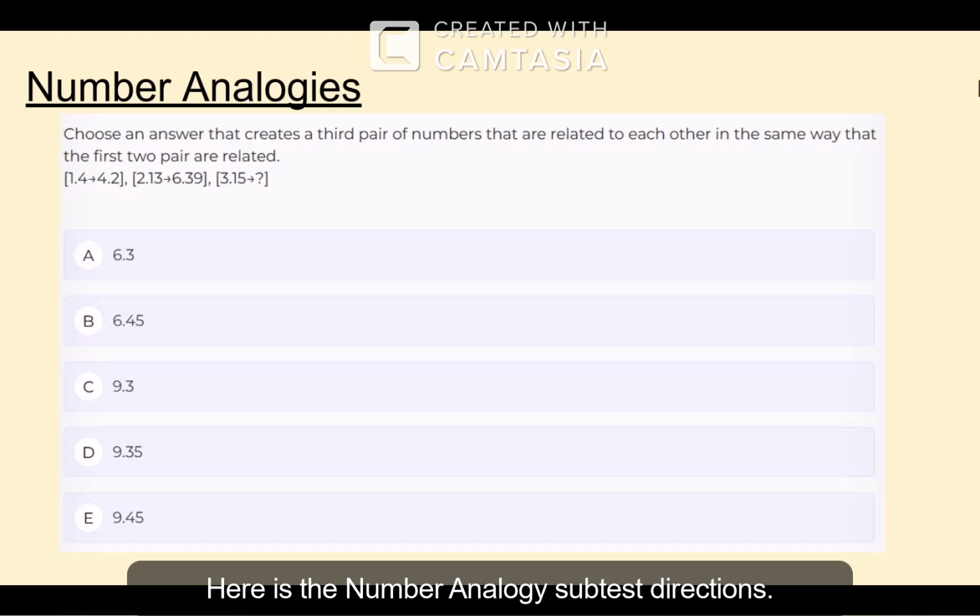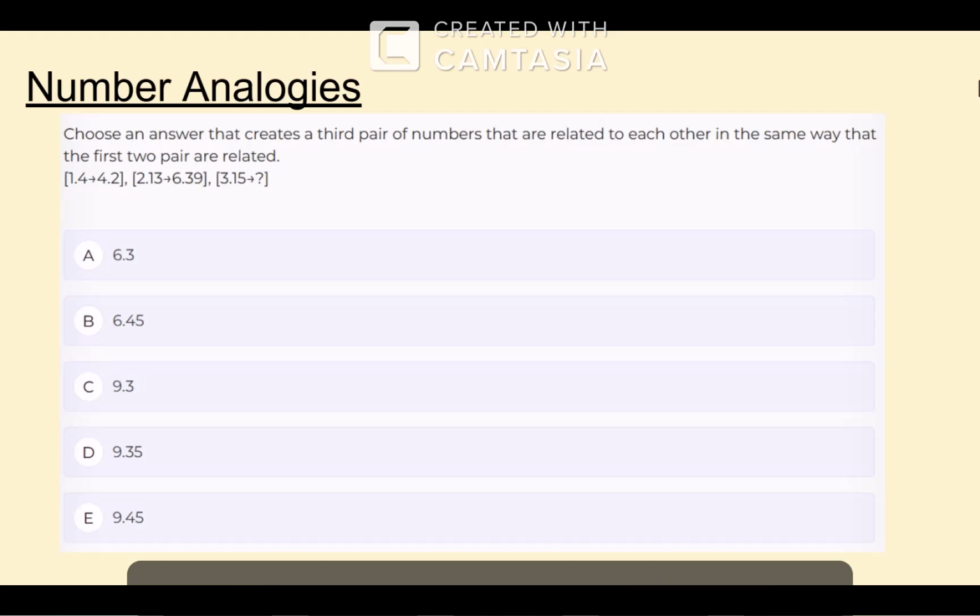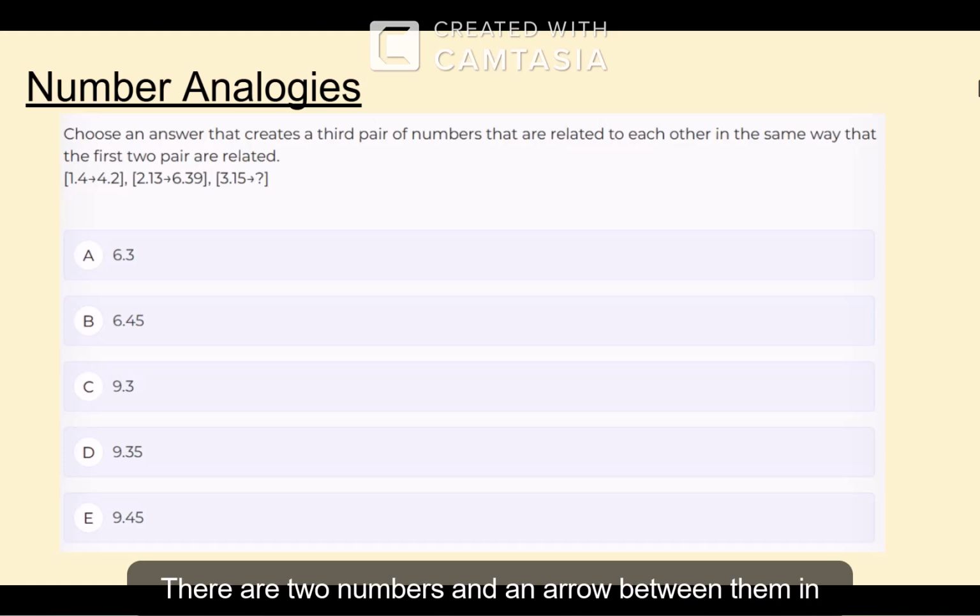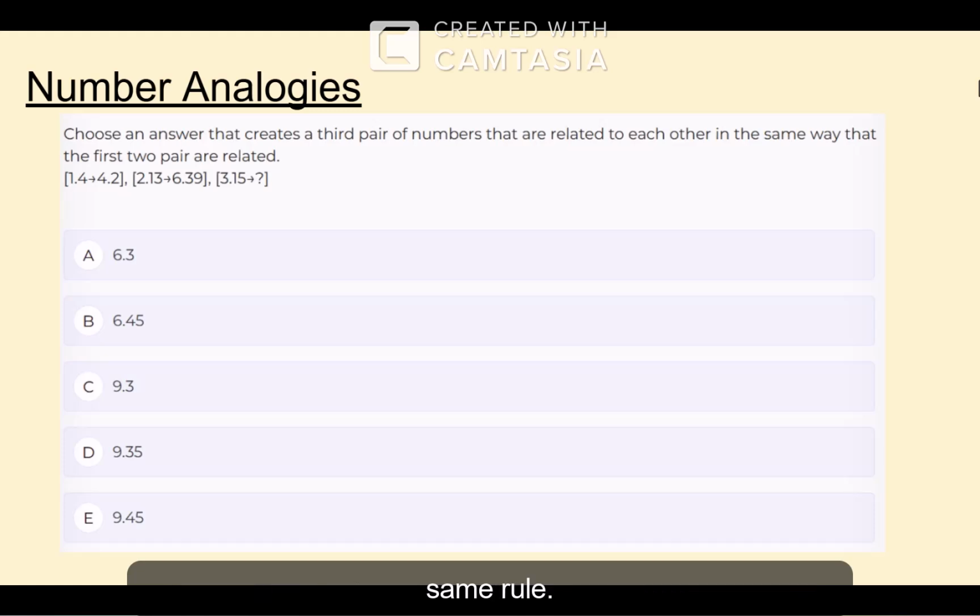Here is the number analogy subtest directions. Let's answer this next sample question. There are two numbers and an arrow between them in each bracket. The arrows tell us the number 1 and 4/10 to 4 and 2/10 follow a rule, and the numbers 2 and 13/100 to 6 and 39/100 follow the same rule.